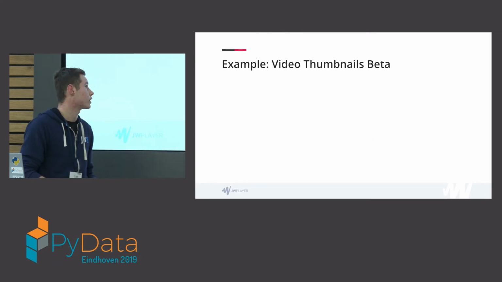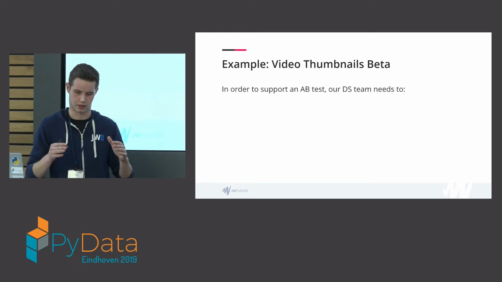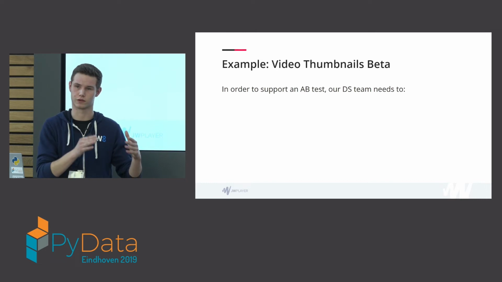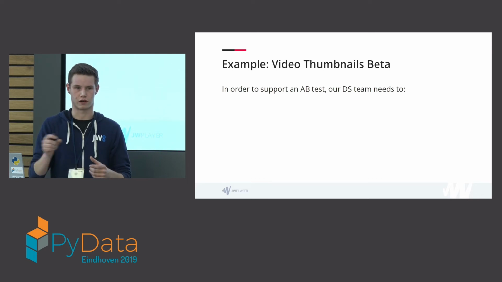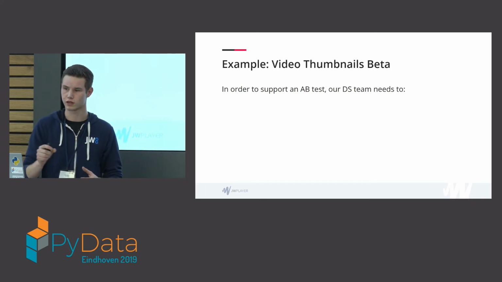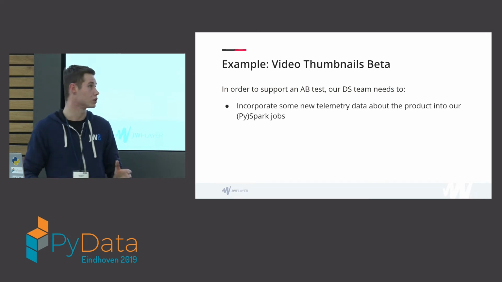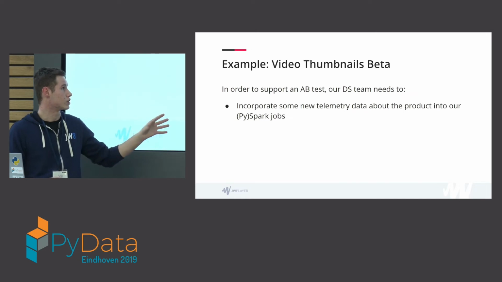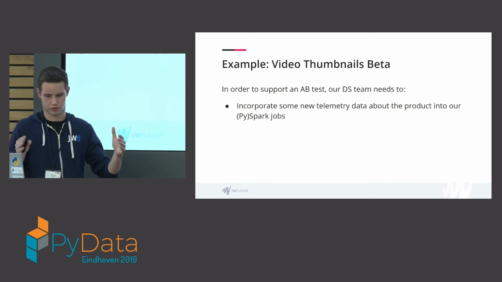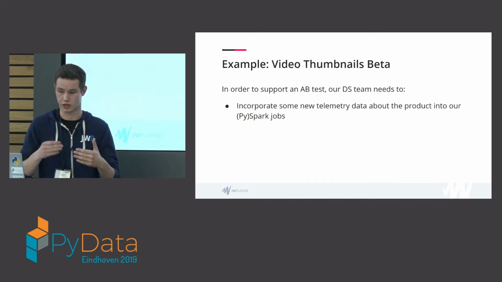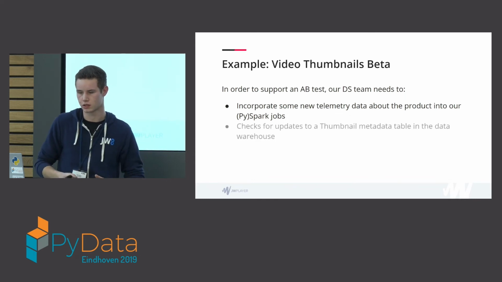So for example, right now we're working on a new product where we replace a static thumbnail for videos with a video thumbnail. In order to figure out how much that moves the needle in terms of click-through rates for video, our product manager wants to perform an A/B test. So in order to do that, we need to change the job that essentially analyzes the telemetry from the player. The player needs to start sending that to us, obviously. But then we need to make some changes in order to support that A/B test.